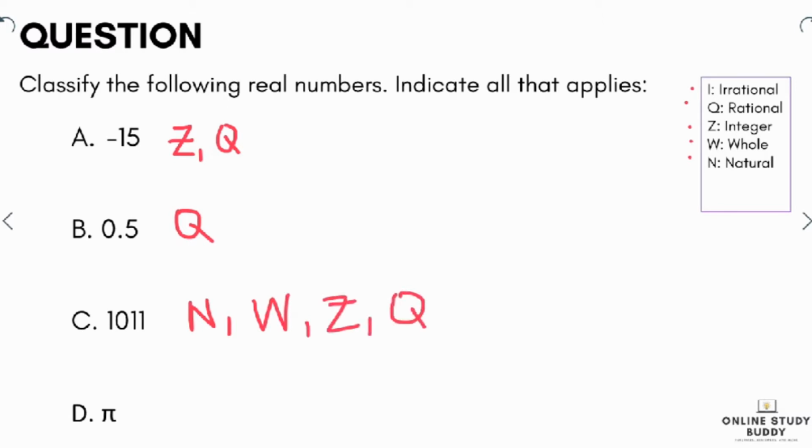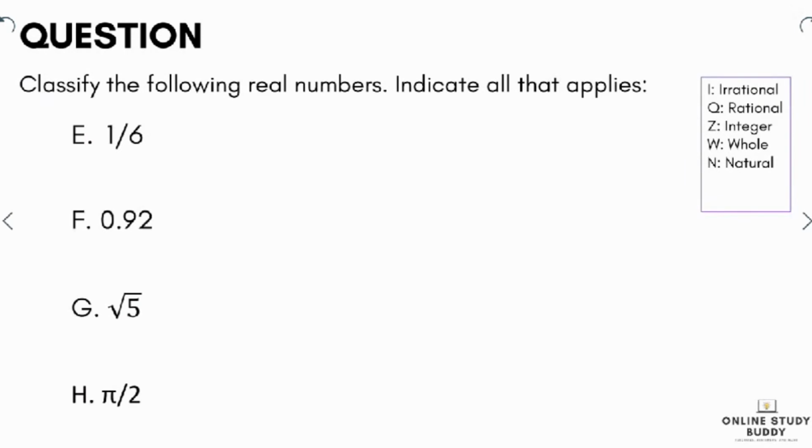Next, we have pi. So we all know that pi is a non-repeating and non-terminating number. So kung naalala nyo ang definition ng irrational number, irrational numbers are non-repeating and non-terminating numbers that cannot be transformed into fractions. Therefore, pi is an irrational number. Next, 1/6. So since this is a fraction, automatically it will be a rational number.